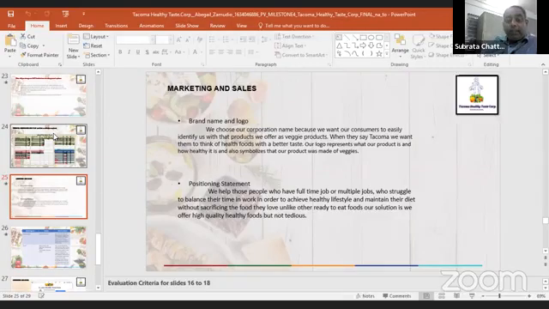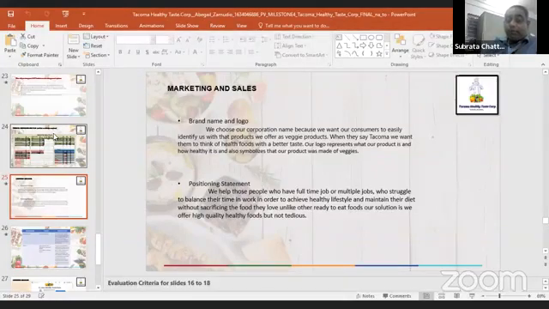Then in the marketing and sales, they actually did research on the brand name and the logo. So why they chose their corporation name. When they say Tacoma, they want people to think about health foods with better taste. And the logo represents what their product is and how healthy it is, and symbolizes that their product is made of veggies. And how do they position the product in the minds of the customers?